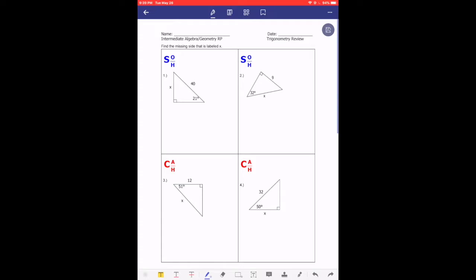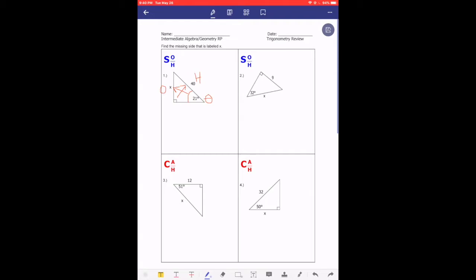So for question 1, the angle is 21. That would also be called my theta. And the angle across from it, the opposite angle, is x. And the side labeled 40, that's going to be the hypotenuse. Remember, we always look at that right angle. The right angle is that little box, and the side opposite the box is automatically the hypotenuse. The side opposite the right angle.